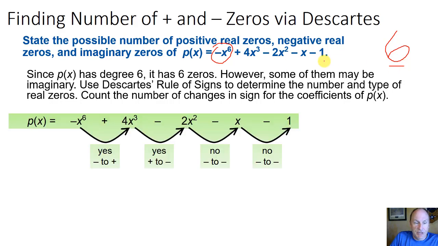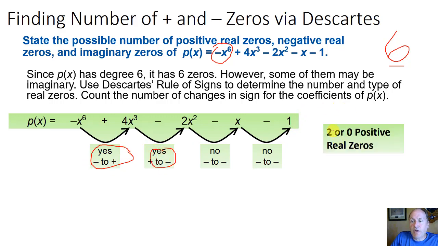So let's look at the positive side of things. If we look at the regular polynomial and count the sign changes, we go from negative to positive here, so that's a sign change. We go from positive to negative here, that's another sign change. Then we go from negative to negative, and then negative to negative. Those are not sign changes. So 2 sign changes on the positive side mean that we have either 2 or 0 positive real zeros in this polynomial.